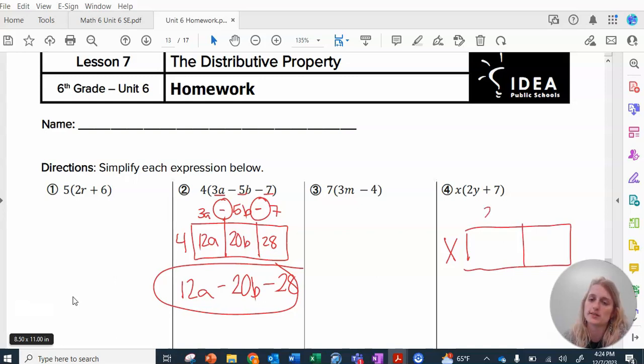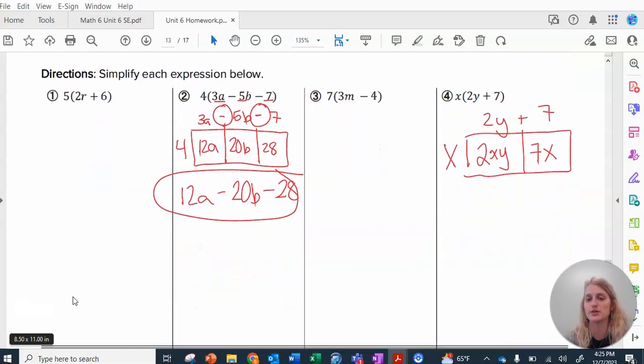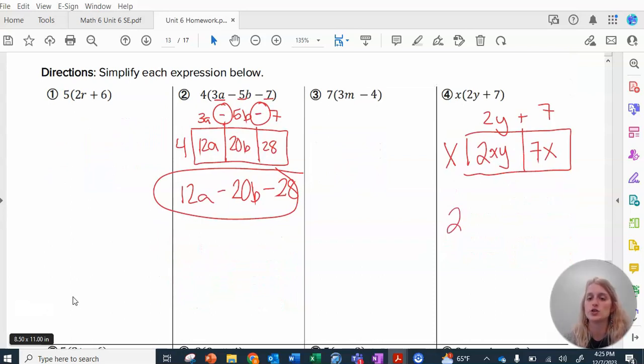Number 4, x is our first factor. We've got 2 terms, 2y and 7. X is really secretly, remember we talked about this, a 1x, and 1 times 2 makes 2, and x times y makes xy, smushed together. X times 7, we're going to write as 7x because remember, numbers are more important than letters. The number, which we call our coefficient, comes first, and our letter, our variable, goes second. So we have 2xy plus 7x.